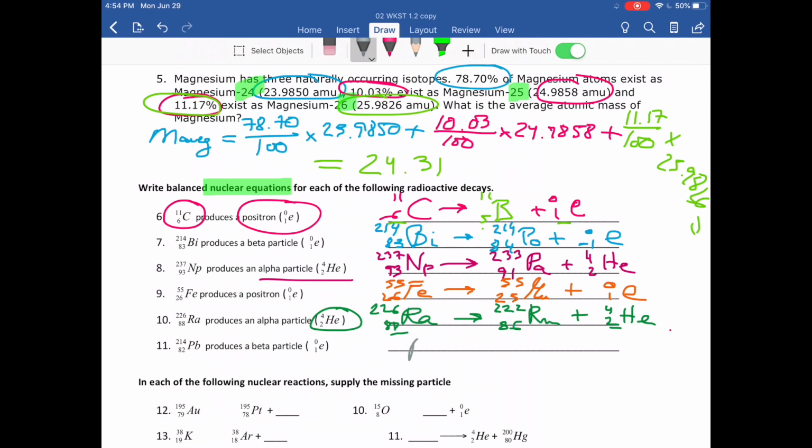And finally, we have lead here with a mass number of 214 and atomic number of 82 that forms a beta particle, which is a negative electron. Okay, so what number plus negative 1 equals 82? 83. I go to the periodic table, I find the element that has 83 as the atomic number, that's bismuth. And then the mass number plus 0, 214, so 214 stays the same. And that's how you do nuclear equations.